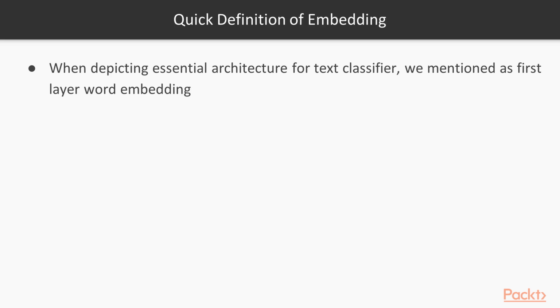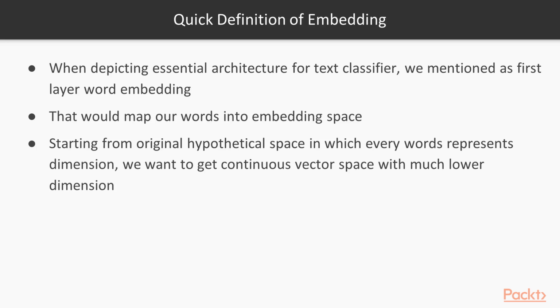In this video, we will look at data preparation. In our previous example, when depicting the essential architecture for a text classifier, we mentioned as a first layer the word embedding that would map our words into an embedding space. Well, this will be a key concept in this section.